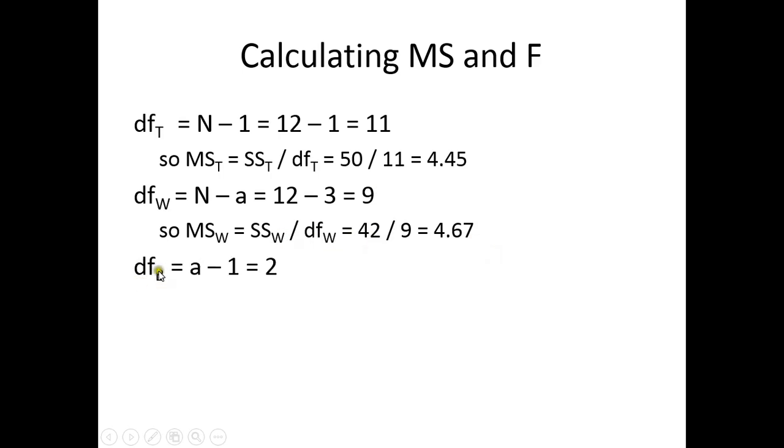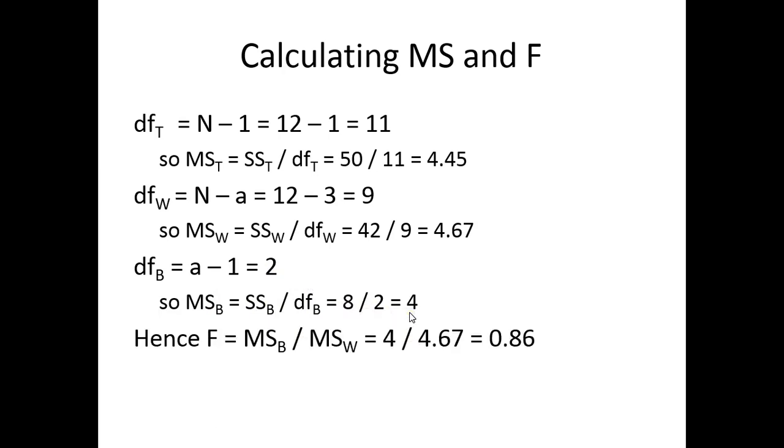The degrees of freedom between groups equals a minus 1, where a is the number of groups in the IV. In factor A, there were 3 groups, so a minus 1 equals 2. Mean sum of squares between groups equals the sum of squares between groups over the degrees of freedom between groups. Sum of squares between groups was 8, degrees of freedom between groups was 2, so 8 divided by 2 equals 4. Now here comes the F ratio.